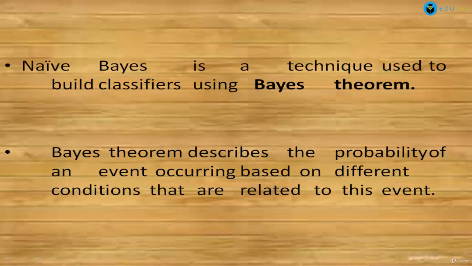So actually, in this, we are using the Bayes theorem, and that's why its name is naive Bayes. Now, what is Bayes theorem? Bayes theorem describes the probability of an event occurring based on different conditions that are related to this event. So, we are actually using the probabilities of that particular event, or we can say in our algorithm we are using different features. So that's why we are using that theorem in our algorithm for building classifier.